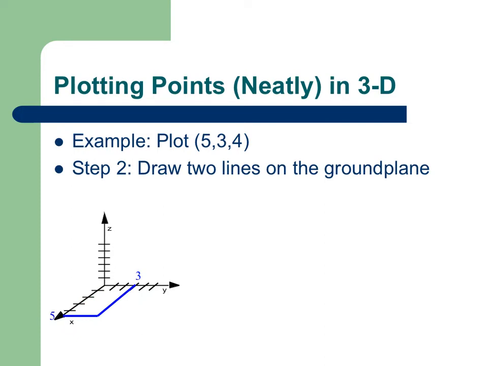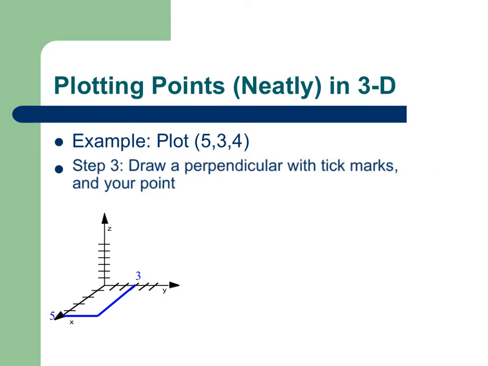And here's a nicer version of the drawing after you've drawn the two lines on the ground plane and labeled them. And now, as it says here in step 3, what we need to do is draw a perpendicular with tick marks and our point. So right now we're trying to do the z coordinate, which is 4. So I'm just going to go in the positive 4 direction, which is this direction, right? I'm going to go 1, 2, 3, 4. And I'm going to put a big blob there signifying that's where my point is.